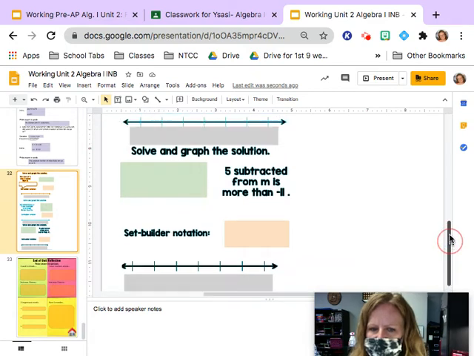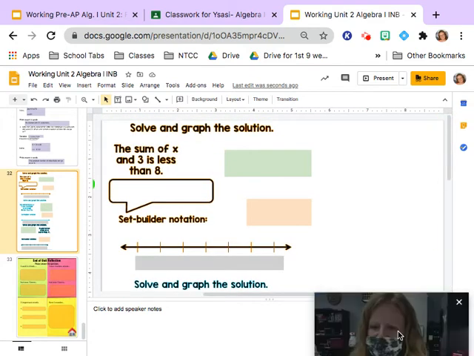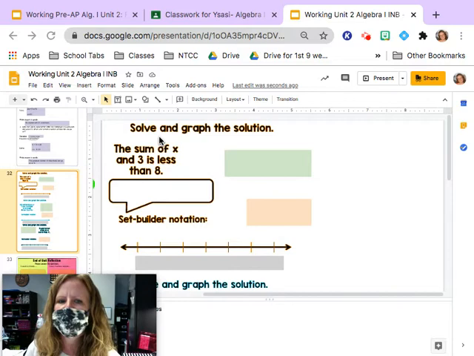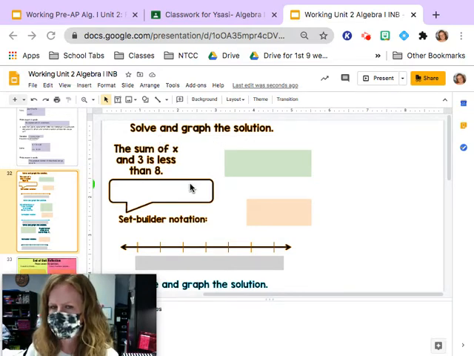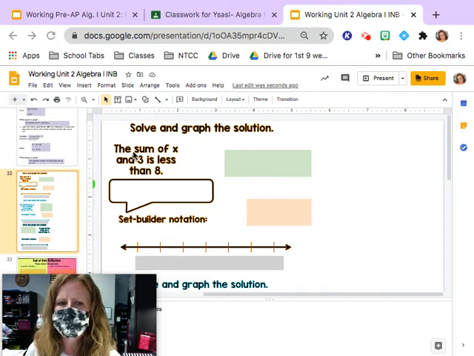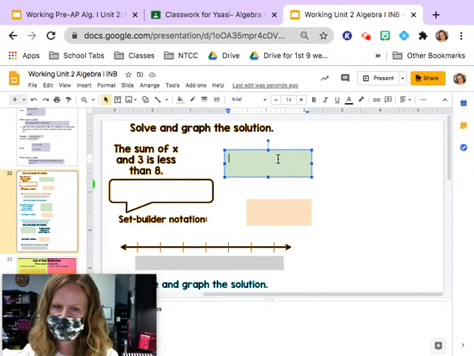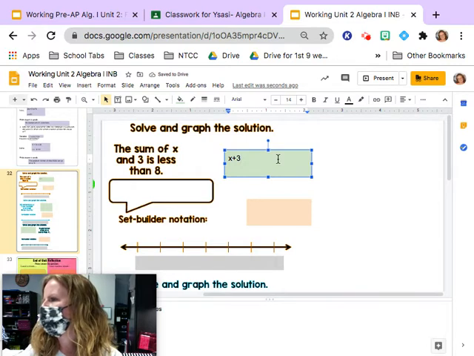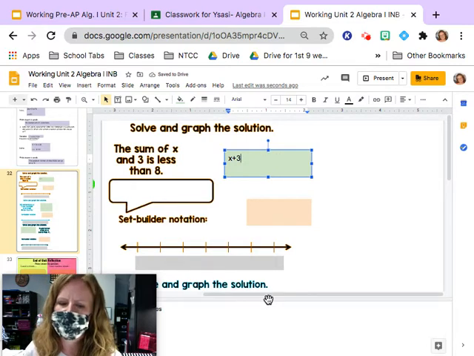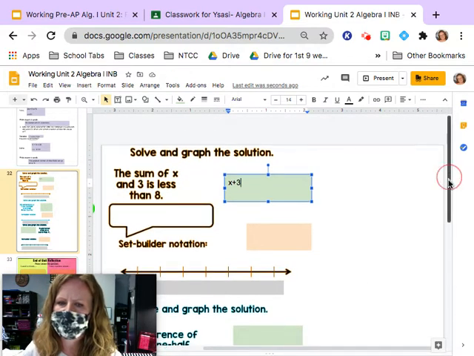Okay, we will finish. Well, I think we can do these real quick. Okay, solve and graph the solution. So this is with the inequalities. The sum of x and 3 is less than 8. So sum means addition. So x plus 3 is less than 8. So we need to do our inequality symbol.